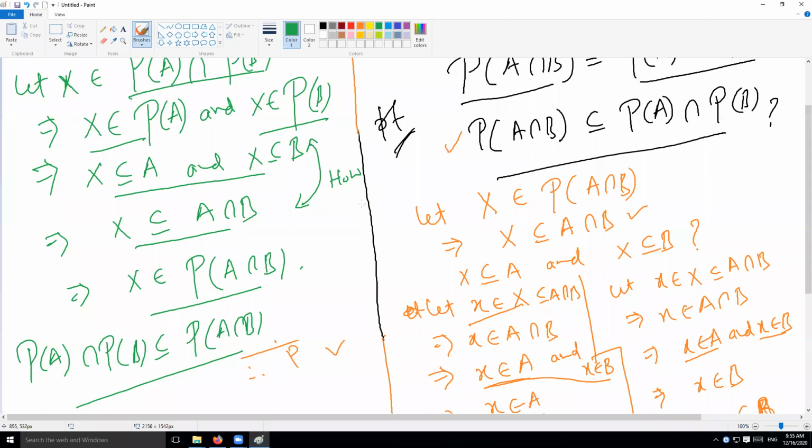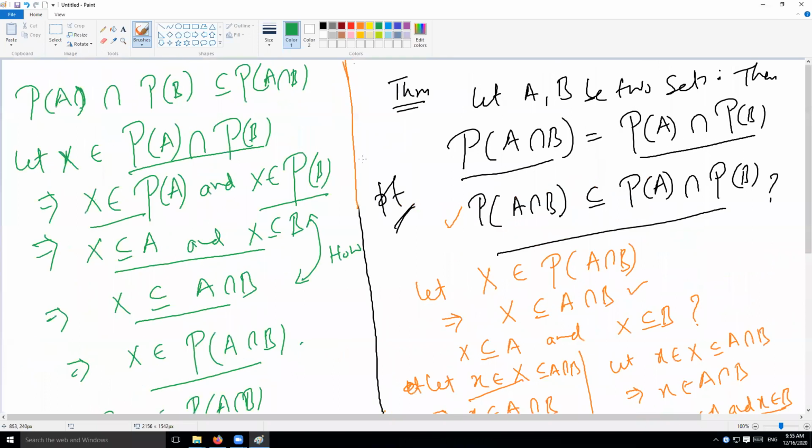So you have this conclusion. The power set of A intersection B is included in the power set of A intersection the power set of B, and you also have a reverse inclusion. So you should have equality.